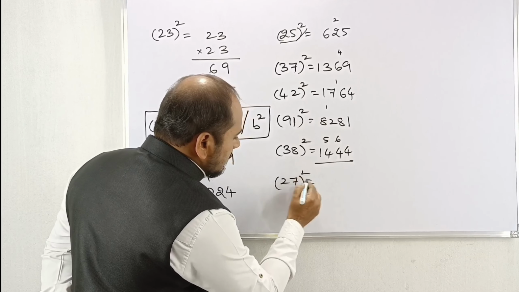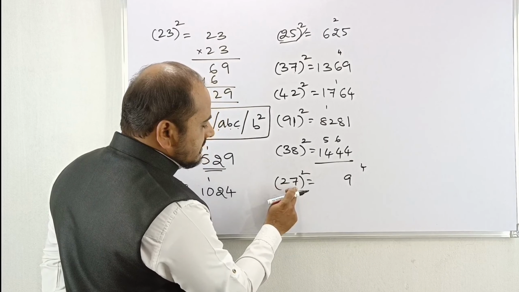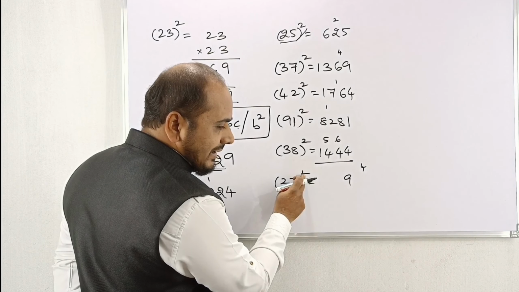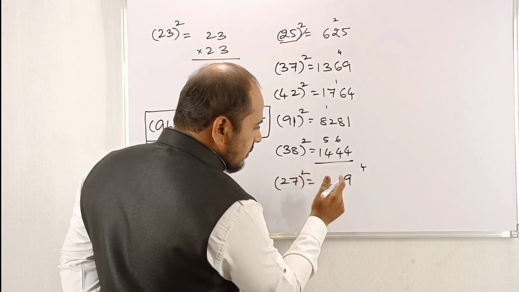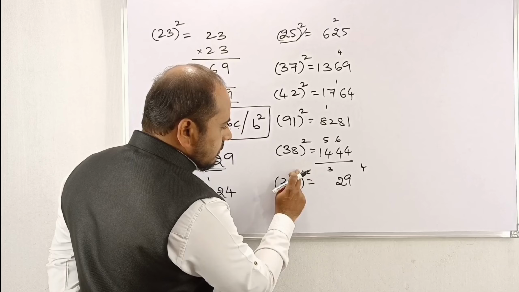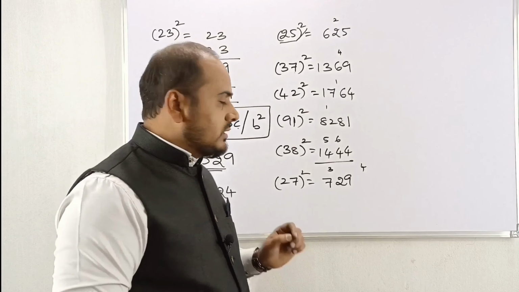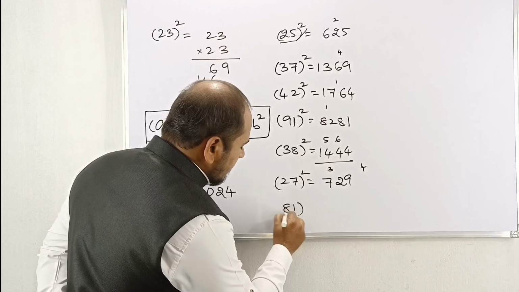27 whole square. So 7 sevens are 49 upon 4. Here 2 sevens are 14. 14 twos are 28. 28 plus 4, 32 upon 3. 2 square is 4. 4 plus 3, 7. 729. This is the answer. In the same way, 81 can be taken, my dear.